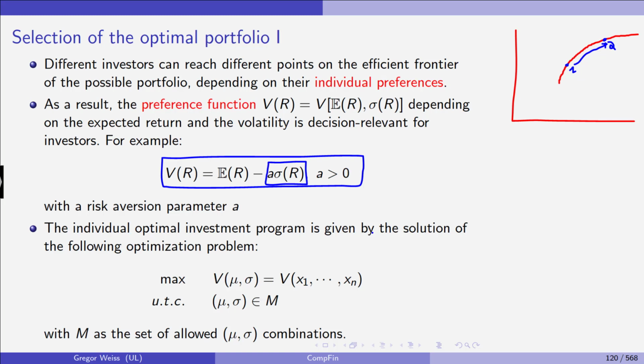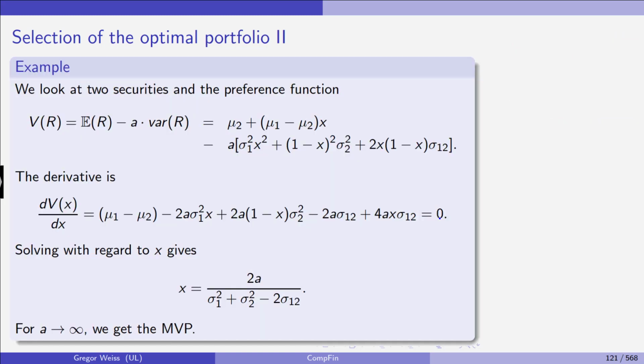Your decision variables are those portfolio weights x1 through xn. And this is maximized under the condition that obviously the mu sigma combination you're looking for should be not only, it should be feasible, so it should be included in M, so in the set of allowed combinations. It should also be efficient, of course. So this is actually a maximization under certain constraints.